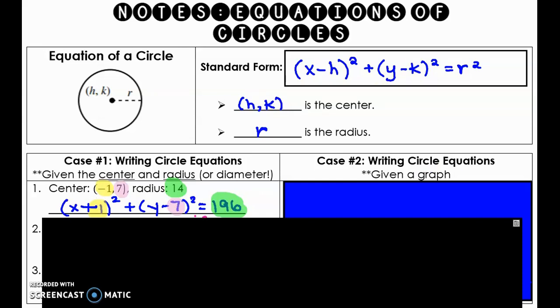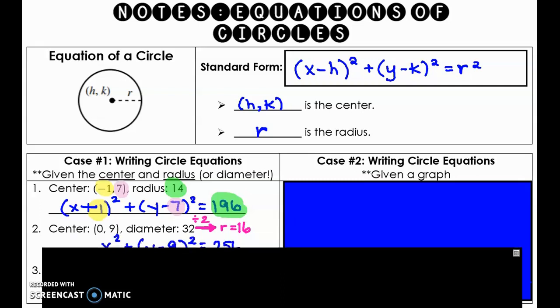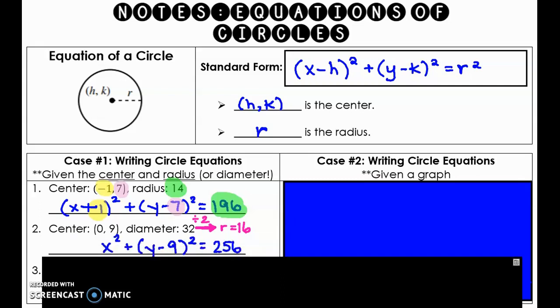For problem number 2, I have the same kind of concept. Center is (0, 9), and the diameter, not the radius, is 32. So first and foremost, I need the radius. That's what the standard form requires. So I split that diameter in half. 32 divided by 2 gives me 16 as my radius. I go ahead and plug this in my equation. I'm always replacing h, k, and r. Here we go. x² + (y - 9)² = 256 in the end.